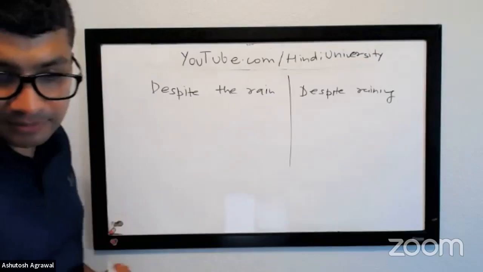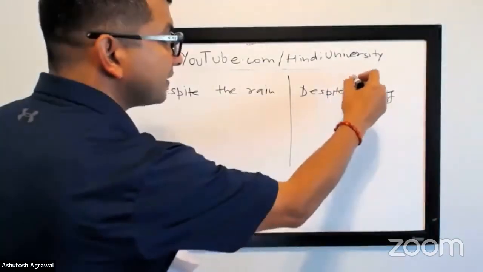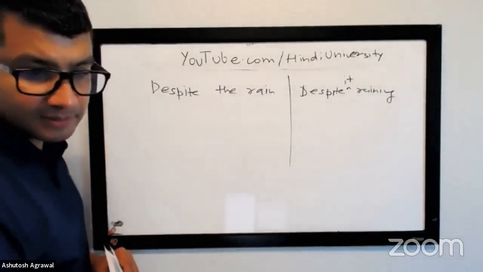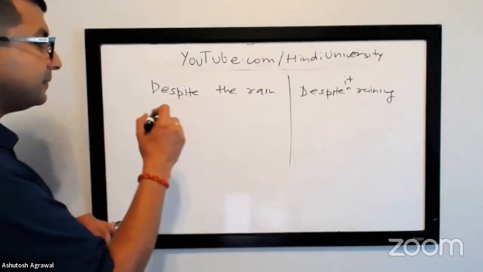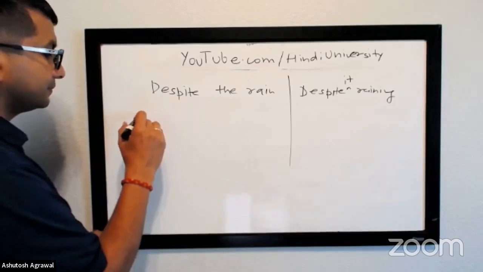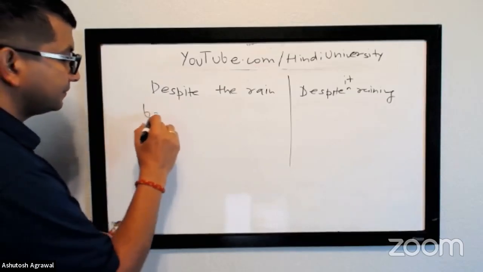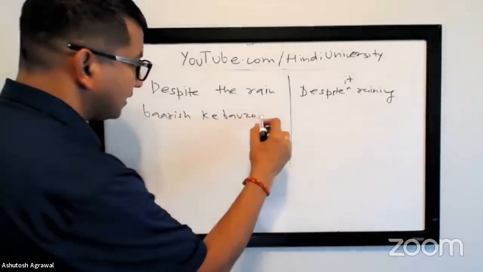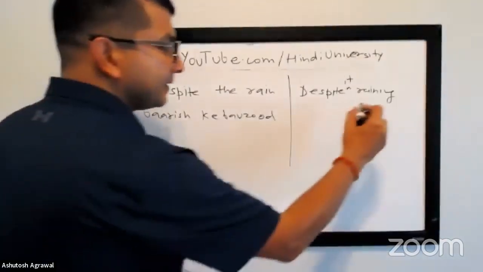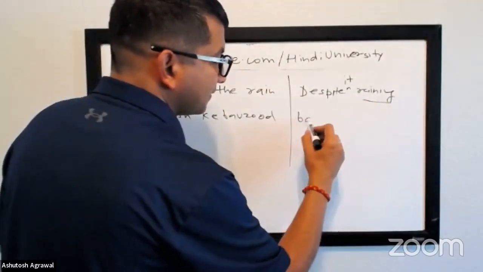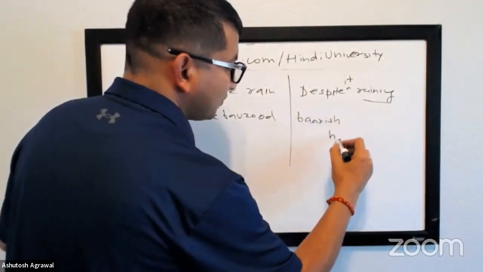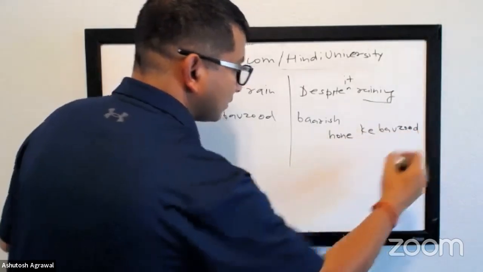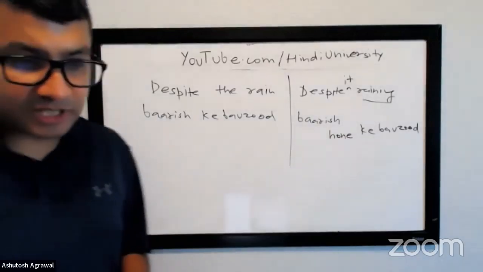Okay, despite the rain, despite it raining. So how would you say this one? Despite the rain. बारिश होने के बावजूद. So this one is बारिश के बावजूद, and this one is despite it raining. So बारिश होने के बावजूद. Very good. Okay, despite it raining, बारिश होने के बावजूद.